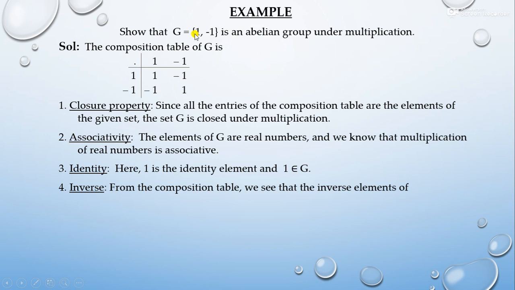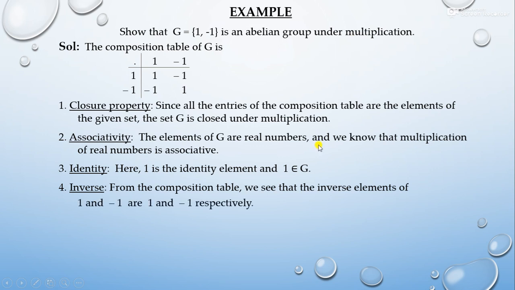What is the inverse of 1 and what is the inverse of -1? So now you know what the identity is and how to show the inverse: two elements are inverse to each other if their multiplication is equal to the identity. Means a into b is equal to 1 here.